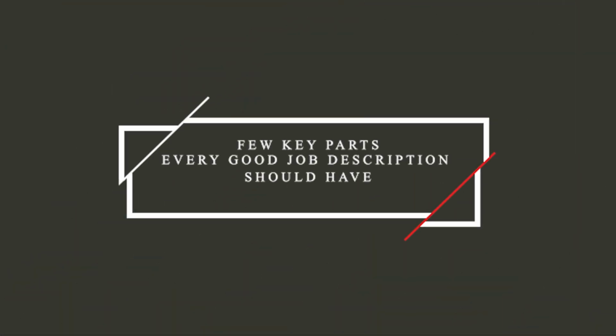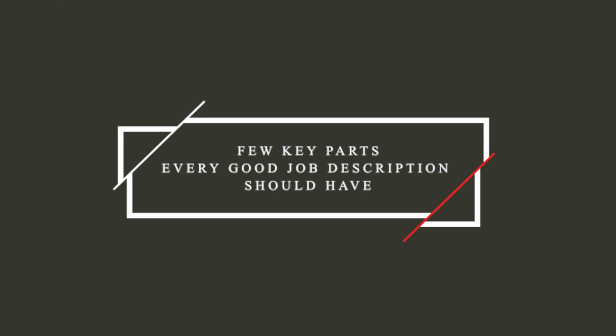Now, before I jump into the 6 simple steps to write a stellar job description, there are a few key parts that every good job description should have. First, you should always have a summary or some sort of overview section. Second, you want a job responsibilities section. Third, a skills and qualifications section. Fourth, a salary and benefits section. And as a bonus, an equal opportunity employment section.